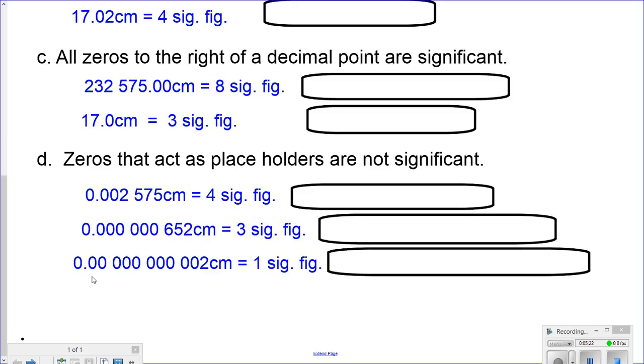Let's see how things would change. If I had a 1 here, then everything would be significant. However, I don't have a 1, I don't have a 2, I have a 0, starting with 0 all the way through. The only significant number here is 2.